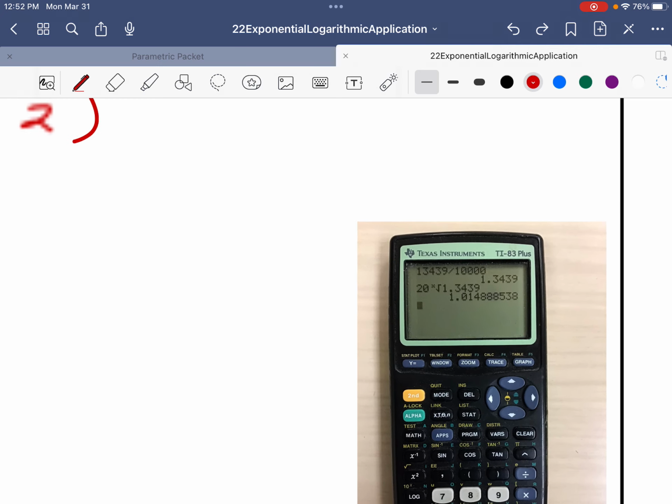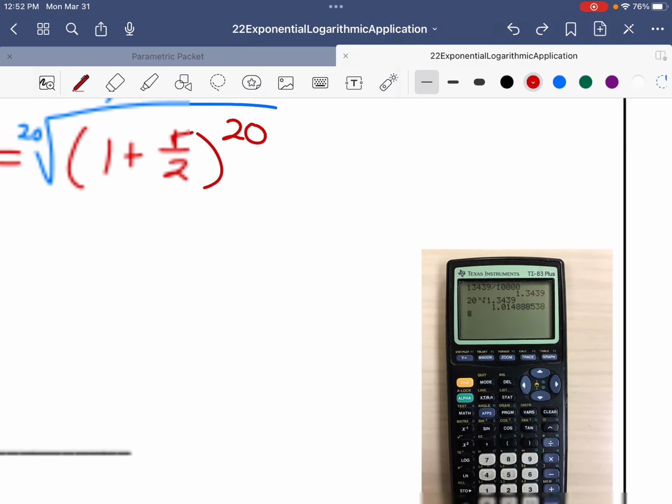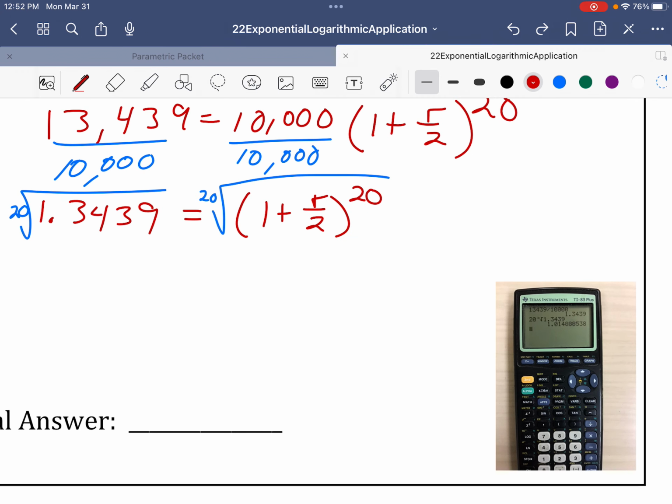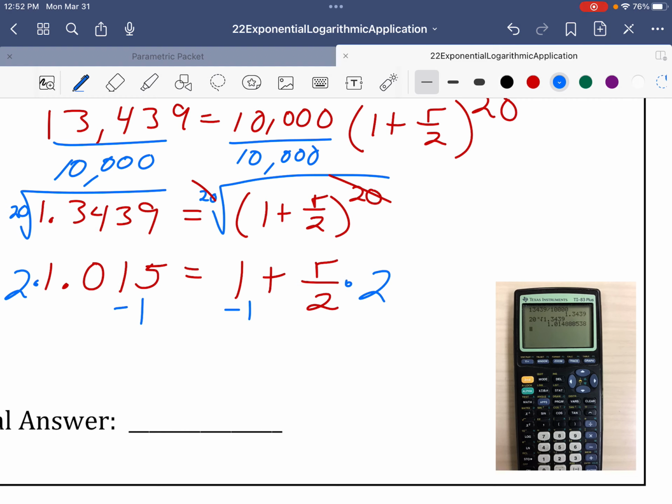Well, we get this kind of strange number, 1.01488. I think we can round that a little bit right now, so we'll round it to 1.015. But the 20s cancel, so I'm left with just 1 plus r over 2. And then all I got to do to finish this problem is subtract 1 from both sides and multiply both sides by 2. Of course, you want to do that in the right order, so subtract 1 first, and then multiply your answer by 2, and you end up with an r value of 0.03.